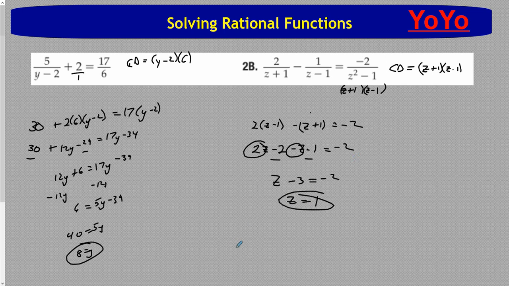Again, we did not increase the degree of the function, so I did not introduce any extraneous solutions. But anytime you do that, it's incredibly important that we check for extraneous solutions because there's almost definitely going to be some.